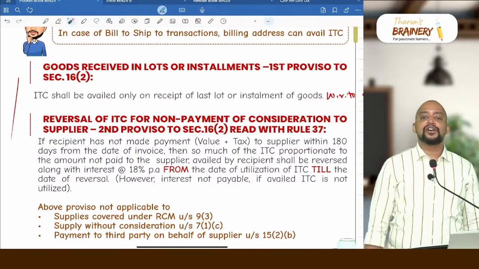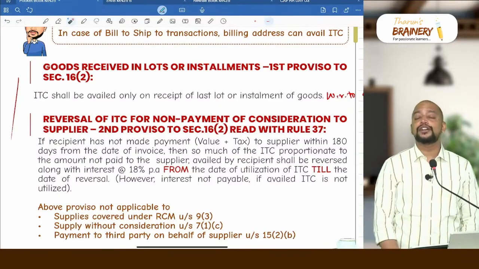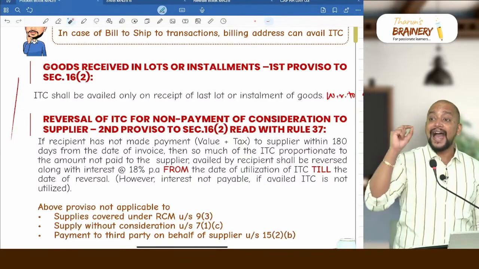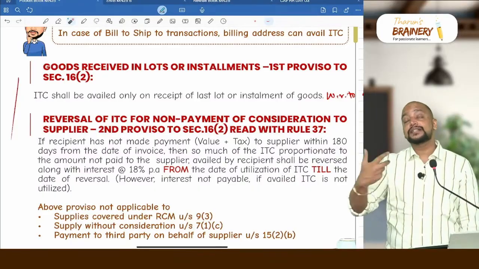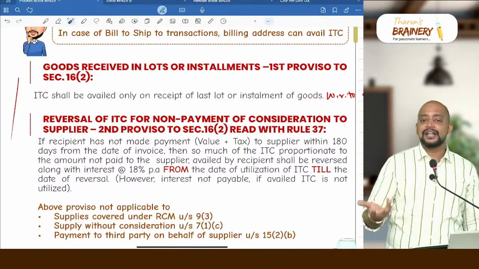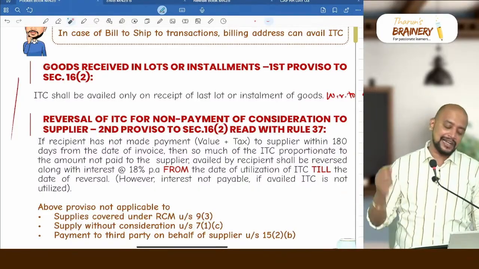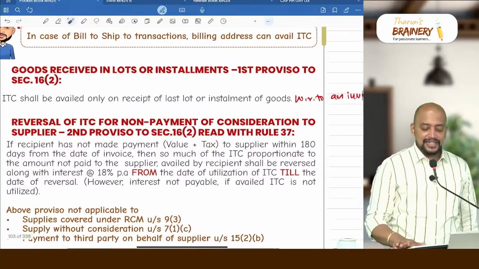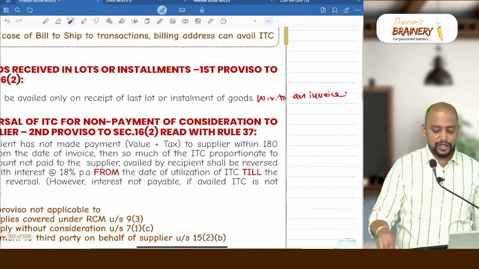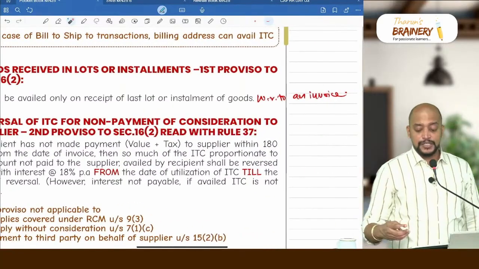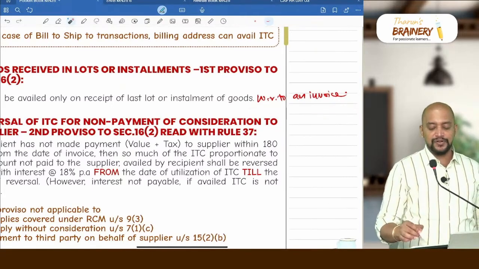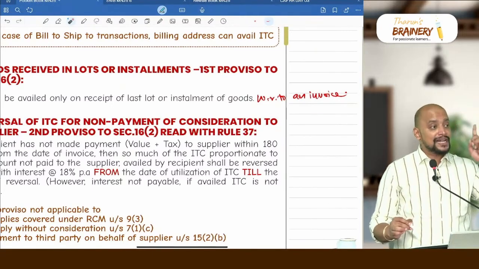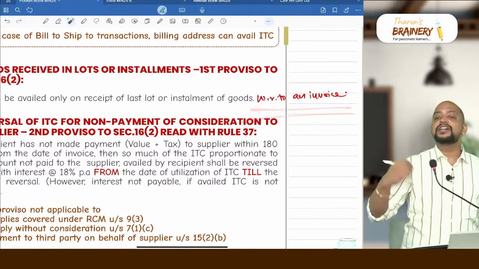No, only on receipt of the last lot can we take ITC, provided all these things are with respect to an invoice. What if separate invoices are given? When separate invoices are given, accordingly we can take ITC. So please write down: ITC shall be availed only on receipt of the last lot or installments with respect to an invoice. This provision is applicable only for one invoice if they are delivering in multiple lots.